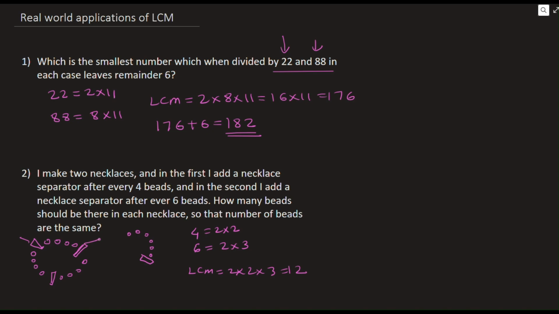This is a separator, this is a separator, this is a separator, and these are beads. So 12 beads in this, and this is the second separator, and 12 beads in this. So the beads are equal, such that here I add a separator after 4 beads, and here I add a separator after 6 beads.